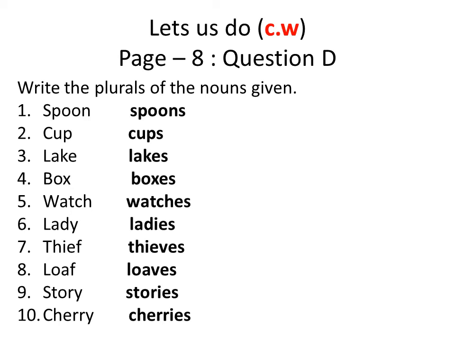Next, lake. So what is the plural form of lake? Lakes. Now see the next box. As you know, the word here ends in X. So the answer will be boxes, B-O-X-E-S. I am going to add ES. Next, the word ends with CH. W-A-T-C-H, watch. So I am going to add again E-S. So the answer will be W-A-T-C-H-E-S, watches.